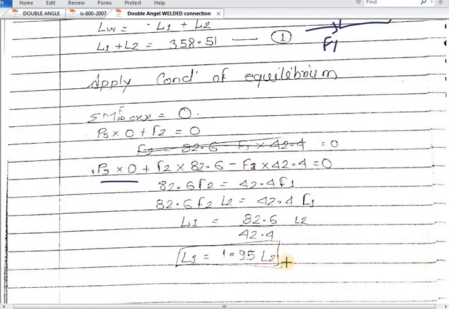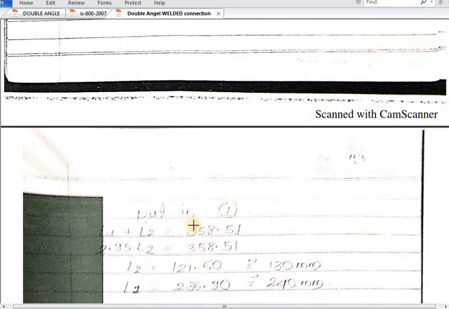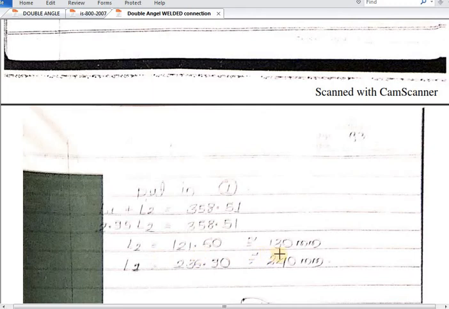Put this value of L1 in this equation. So what is the value of L1 and L2? First we will calculate the value of L2. The L2 value comes to be 121.60, or approximately 130. Again 130 is to be kept in this addition. After subtracting, the next is 236.90, so again we can assume 240. That means the length of L1 is 240 and the length of L2 is 130 mm.